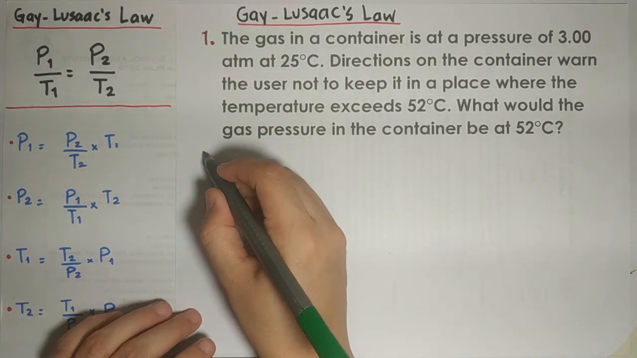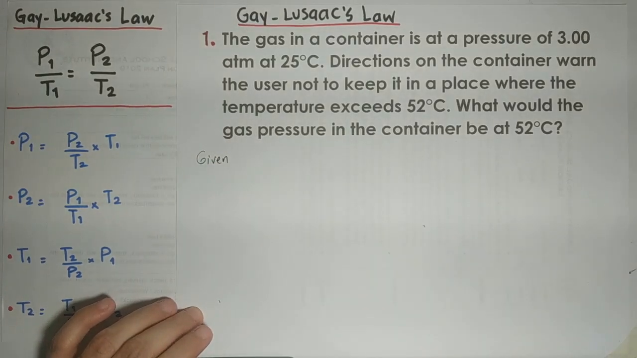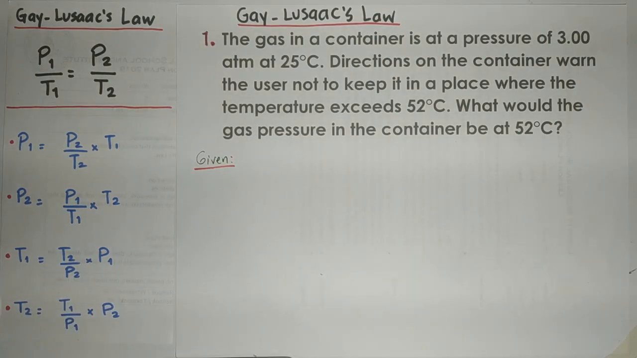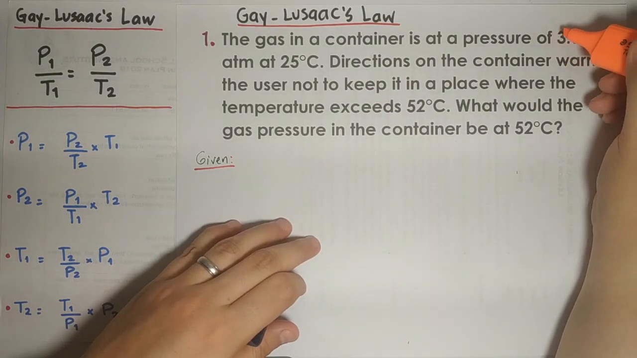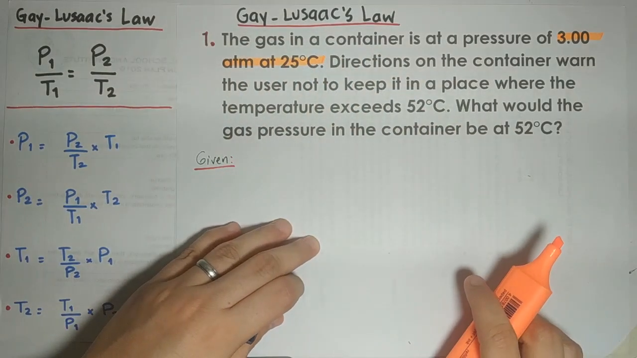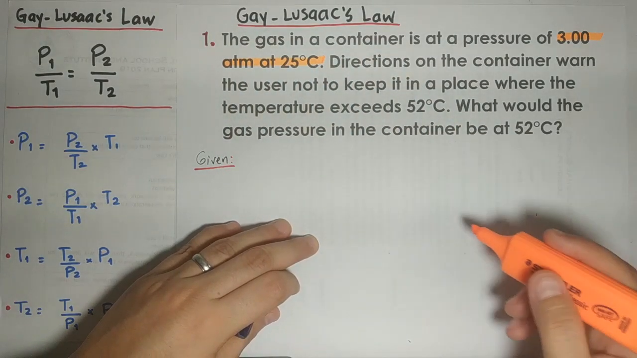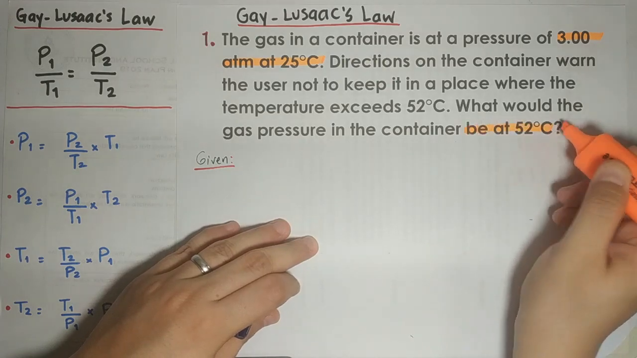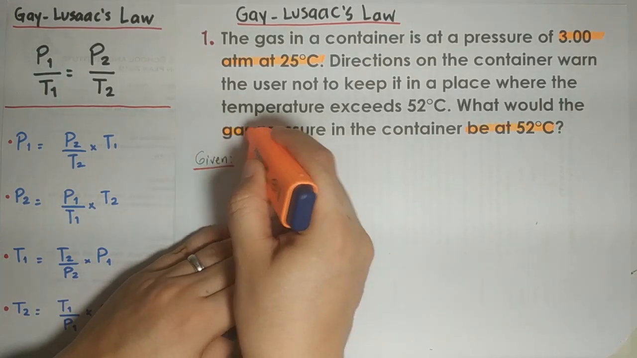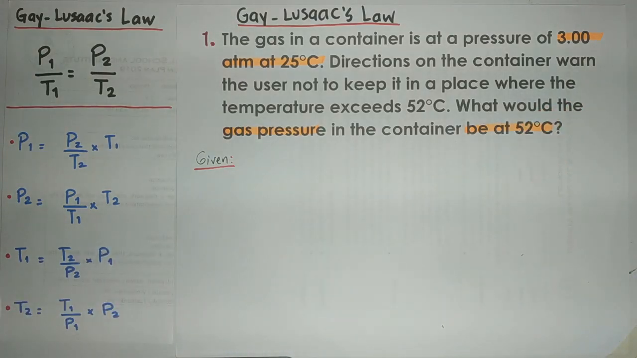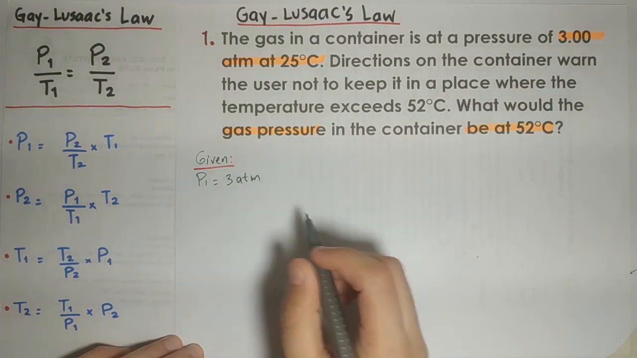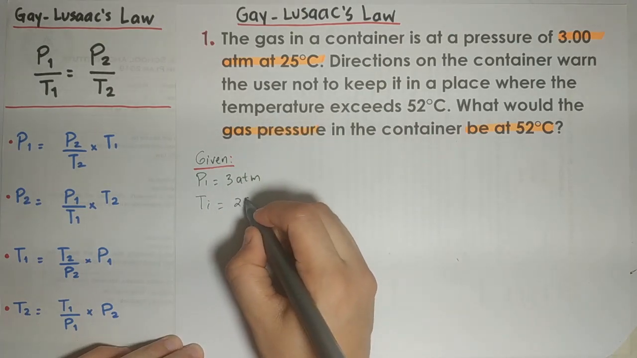So we start by writing the givens. Okay, it says that we have initially a pressure of 3 atm at 25 Celsius. And then they're telling me that this container that has the gas in it will be at 52 Celsius. And they're asking me to find the gas pressure in this point. So let's write the givens here. We have initial pressure, which is 3 atm. Initial temperature equals 25 degrees Celsius.